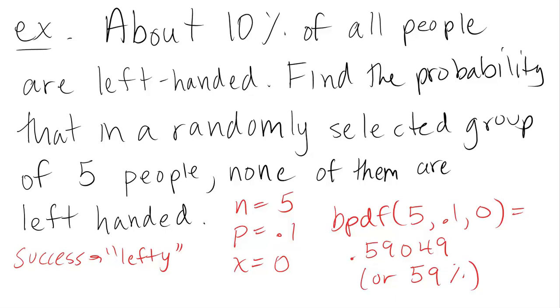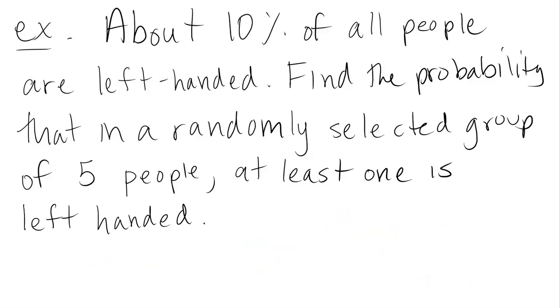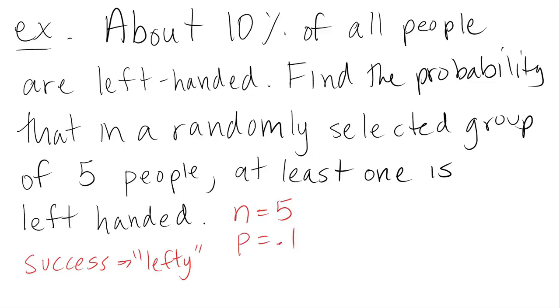Okay, now here's a follow-up question that's related. About 10% of all people are left-handed. Find the probability that in a randomly selected group of 5 people, at least one is left-handed. Let's approach this like it's a new problem, forgetting that we mentioned that this is related to the previous problem. So this is binomial because we have a fixed number of trials, and in each trial, a person is either a lefty or they're not. We have 5 trials. We're going to make a success a lefty because that's what we're counting up. The probability of success is 10%.